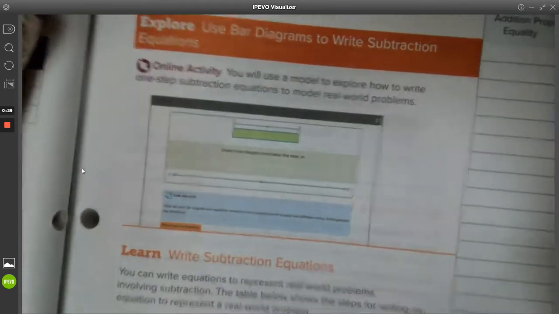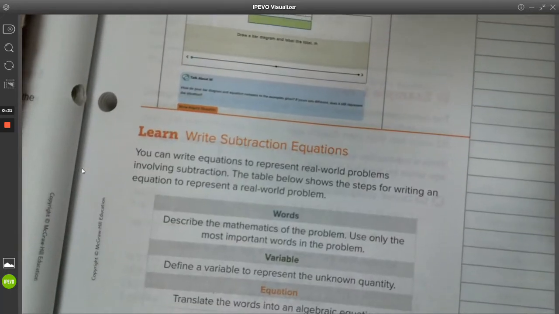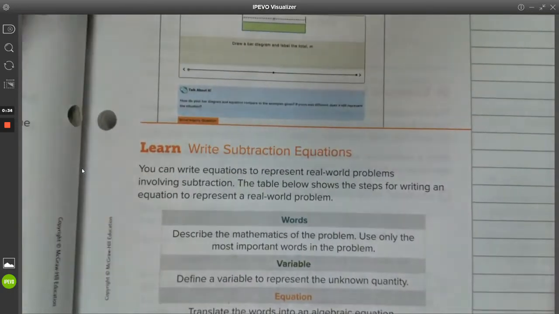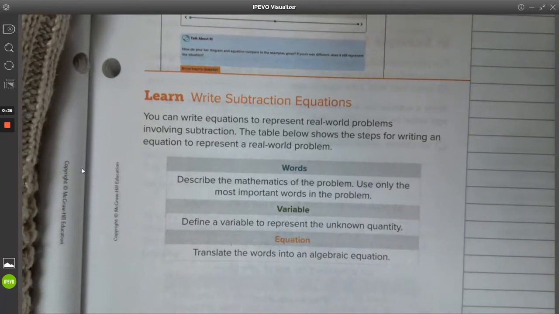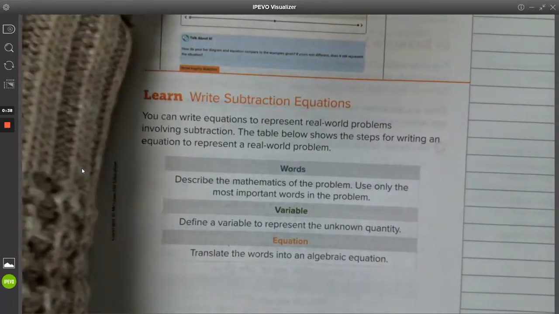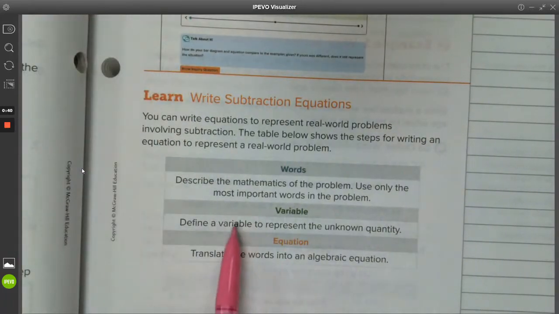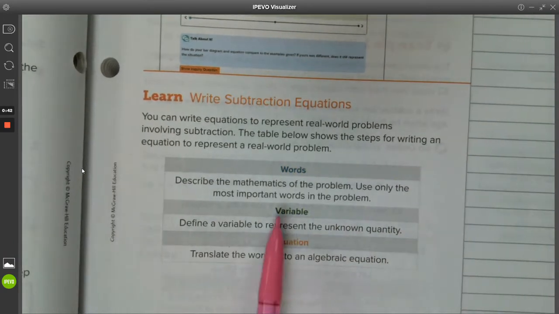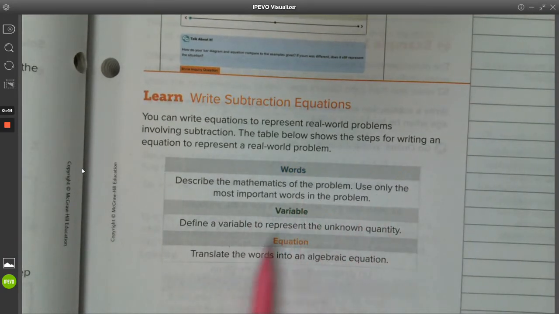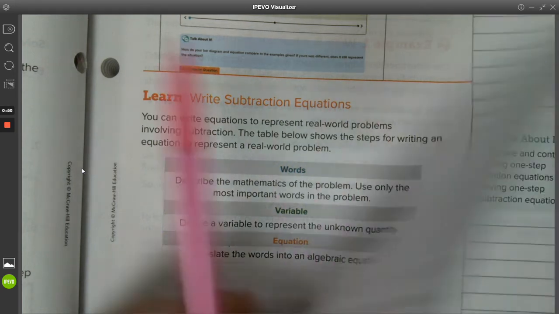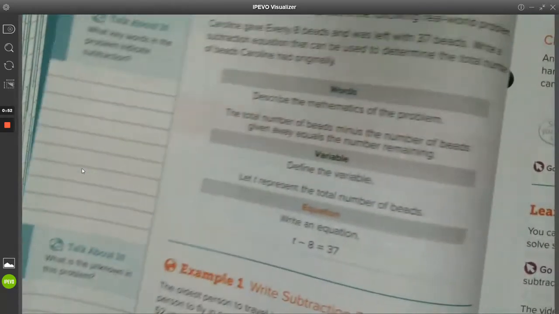All right, so when we are writing subtraction problems, we do the exact same thing that we did when we were doing addition equations. Same 3 steps. Picking out the important information, substituting in a variable and defining what it would be, and then writing it as an equation with an equal sign and a variable.